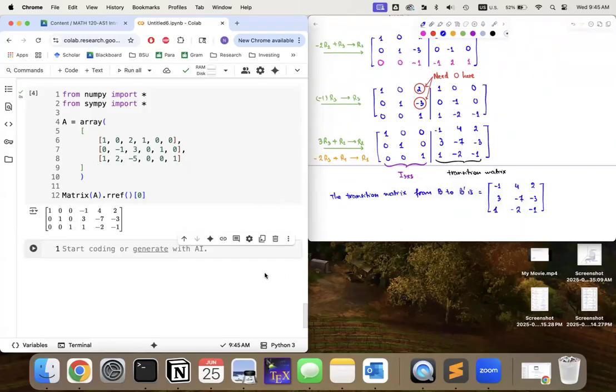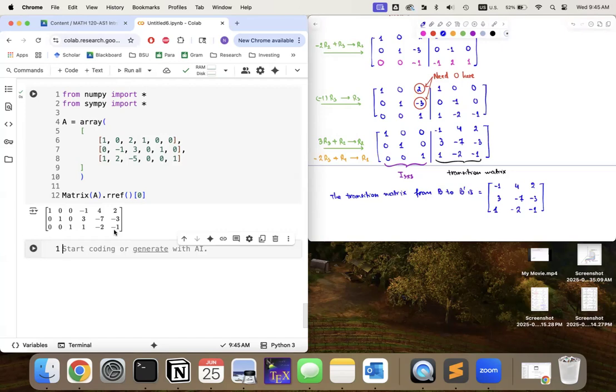Now compare the result you get from the code with the results that we got doing this by hand. Yes, the left-hand side of the vertical line is the 3 by 3 identity matrix. And the right-hand side of the vertical line should be -1 4 2, 3 -7 -3, and then 1 -2 -1. So that's the transition matrix.